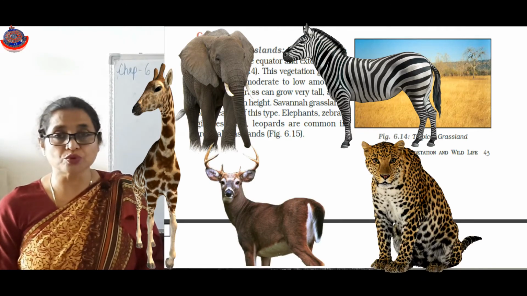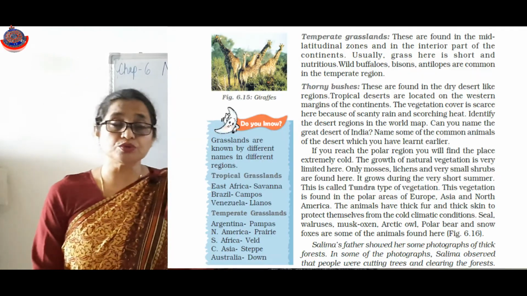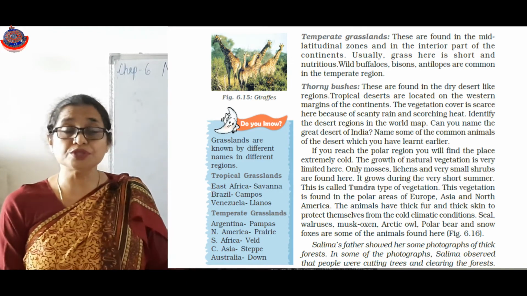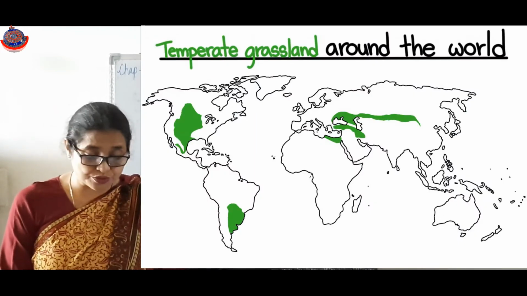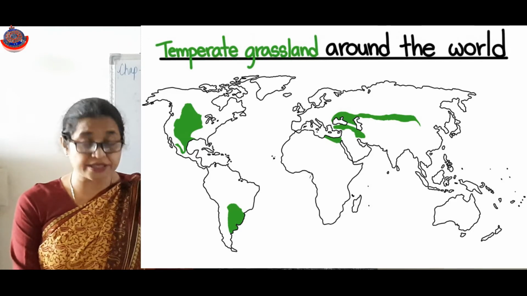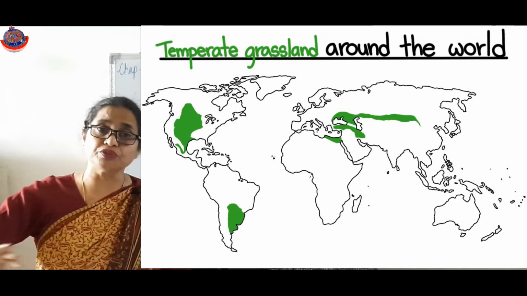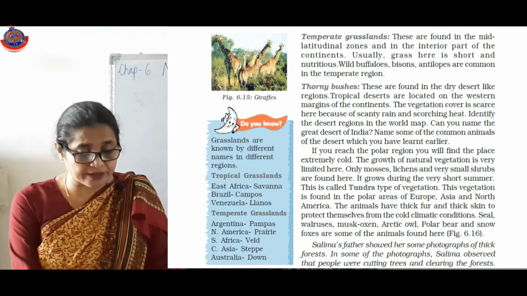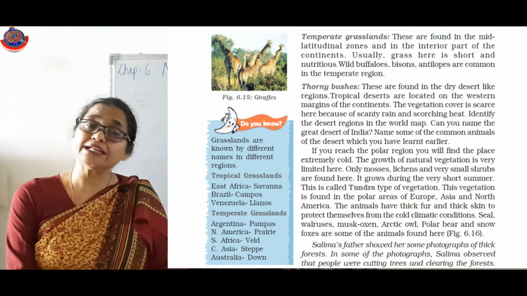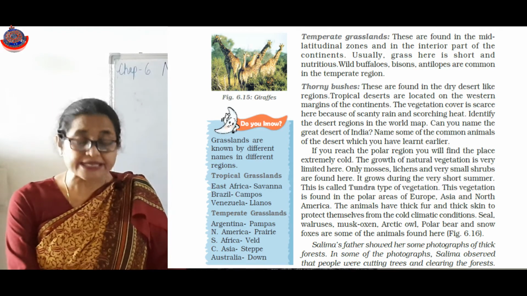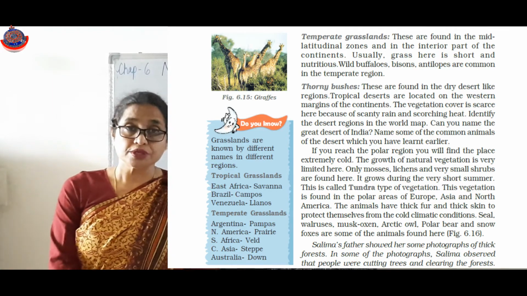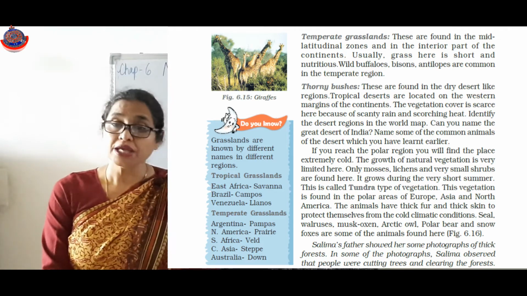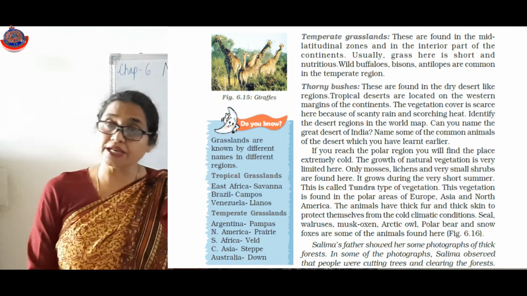Now talking about the temperate grasslands. These are found in the mid-latitudinal zones and in the interior parts of the continents. Usually, grass here is short and nutritious. That is why wild buffaloes, bisons, antelopes are very common in the temperate region.